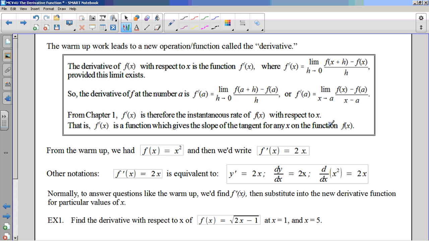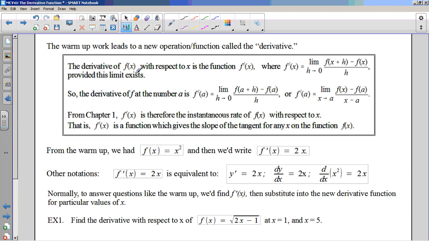There's maybe some jargon and some notation stuff that's a little bit scary, but we'll get through it, not bad. The warm-up work leads to a new operation or function called the derivative. So this is an operation we can do. We can take the derivative of a function, or we could think of it as a new function that gives us the slope of the tangent.